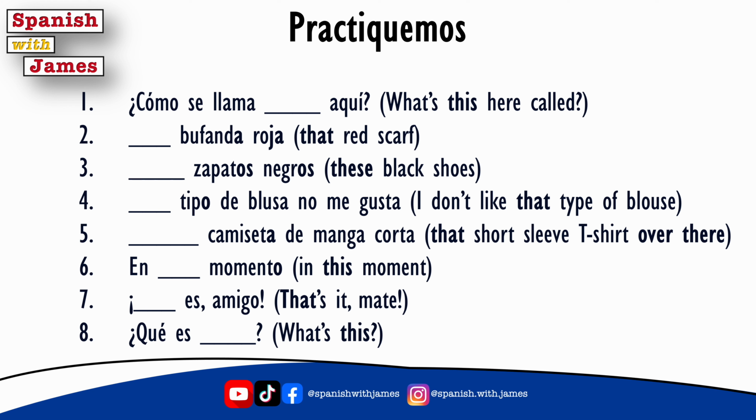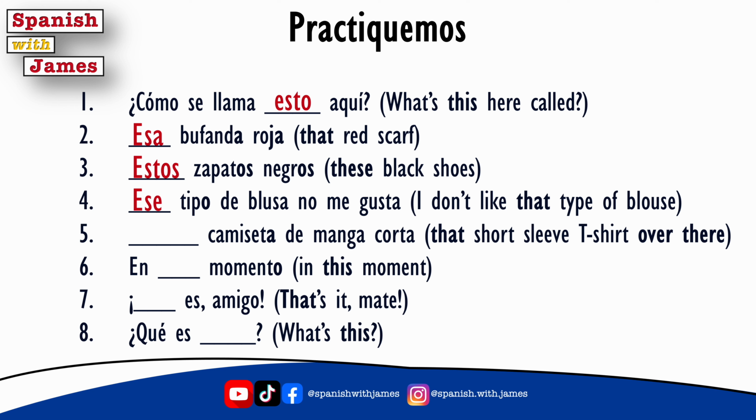So, ¿cómo se dice what's this here called? ¿Cómo se llama esto aquí? ¿Cómo se llama esto? What about that red scarf? Esa bufanda roja. These black shoes. Estos zapatos negros. I don't like that type of blouse. Ese tipo de blusa no me gusta. Or no me gusta ese tipo de blusa.